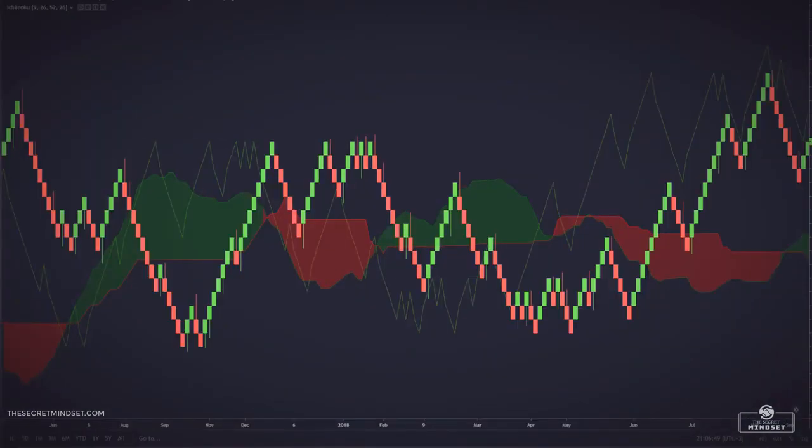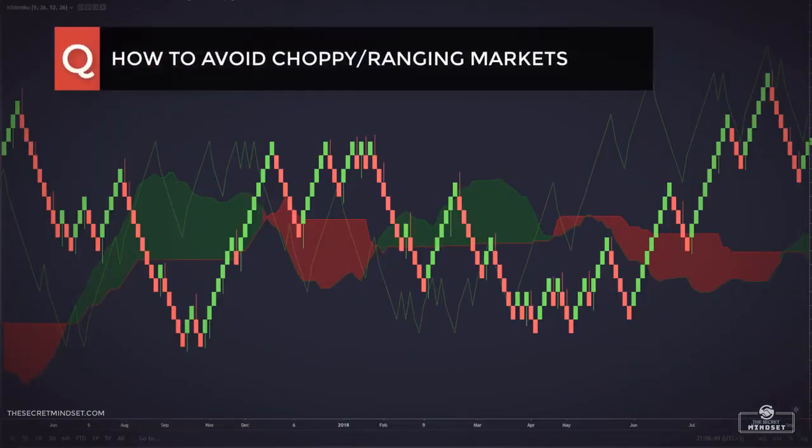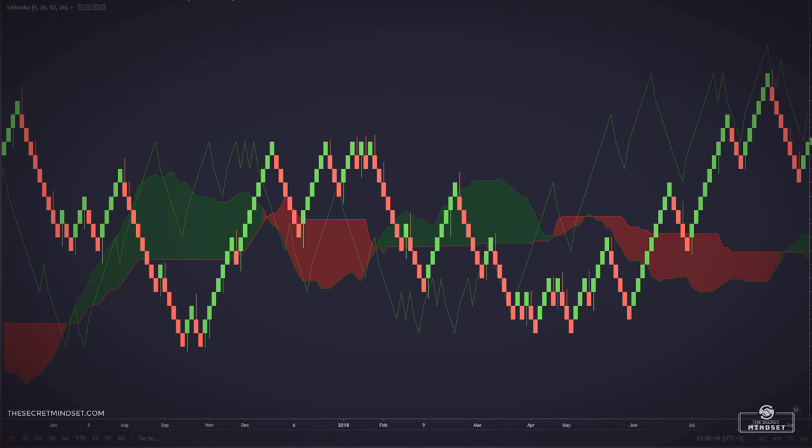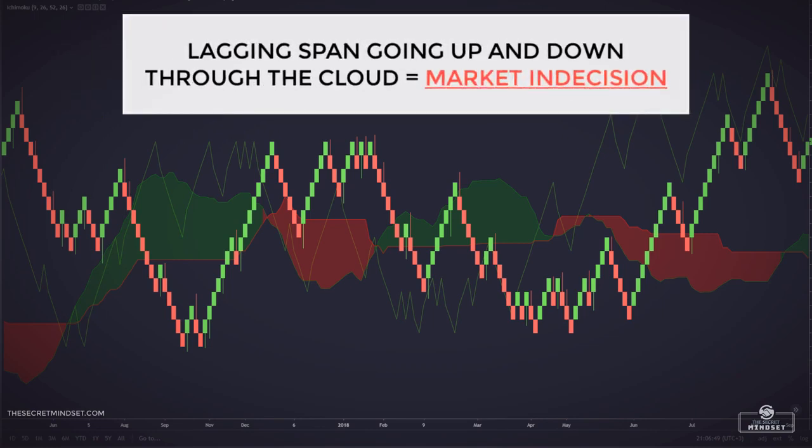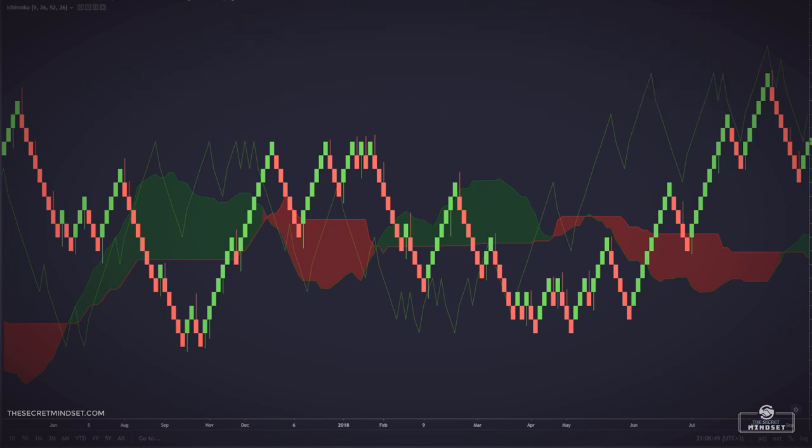Now let's see how you should deal with choppy and ranging markets. This looks ugly and not tradable. First, here is my most important rule. If I see the lagging span that is going up and down through the cloud, I read this as a market indecision, and I ignore the setup and search for better entries.